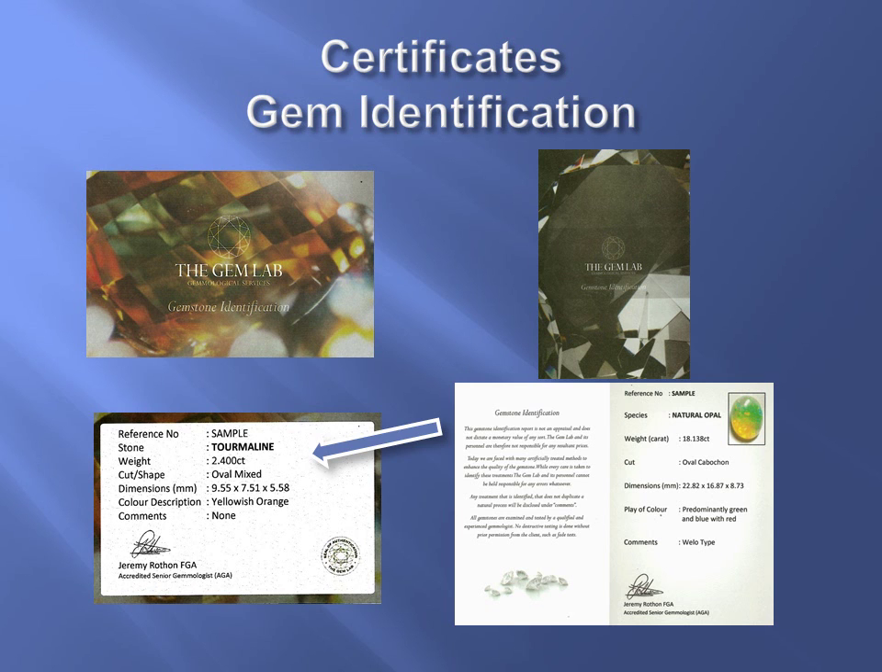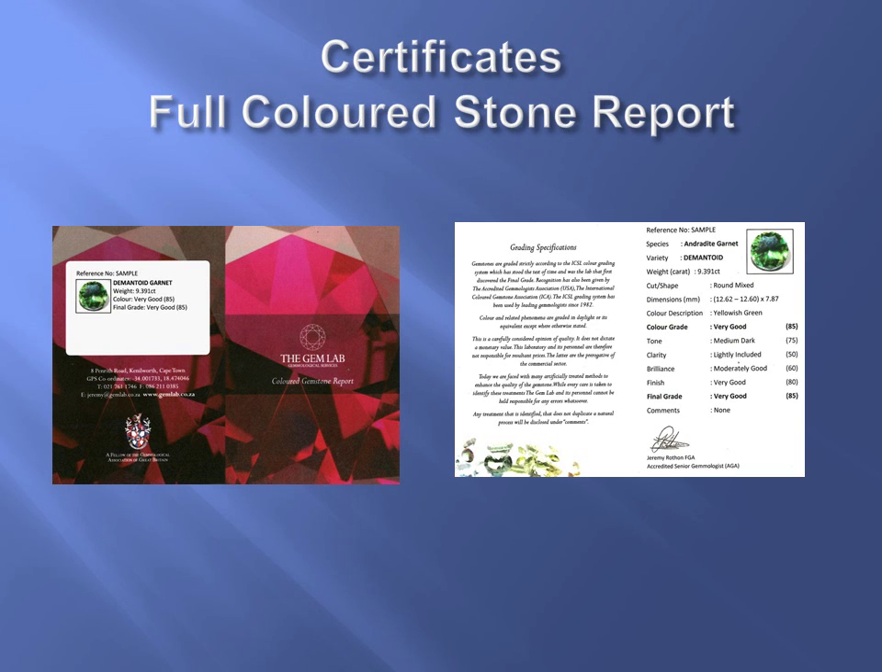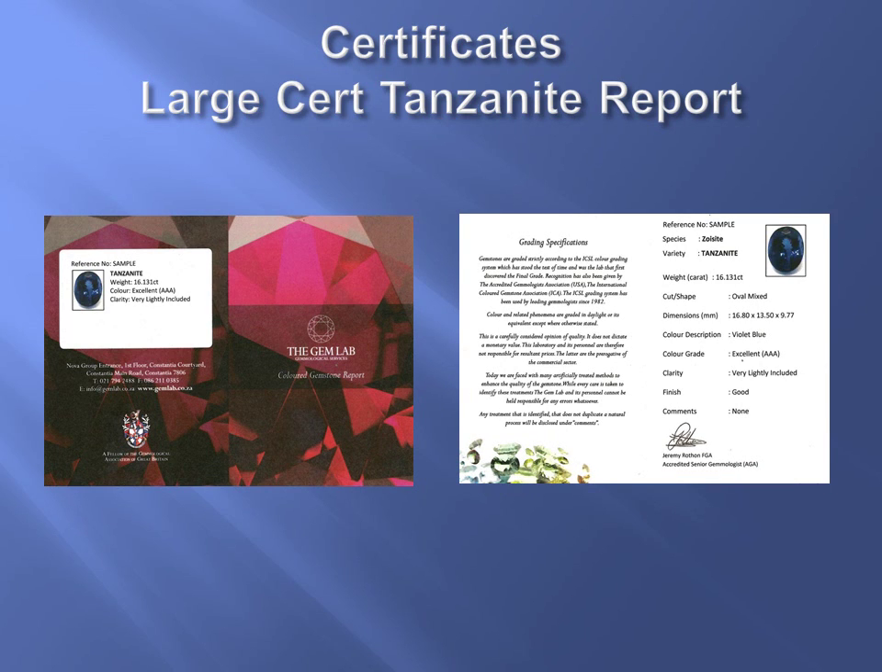We brought out a smaller cert, which is the size of a credit card, which is becoming very popular. You can see an example here of a gem identification. We also do and offer the bigger cert as a gem identification, which includes a photograph. Full colored stone report, which gives you the full breakdown of the stone, from the color grade, deducting all the points that take away the beauty of the stone till we reach a final grade, which will actually relate to price. We do the large cert tanzanite report as well.